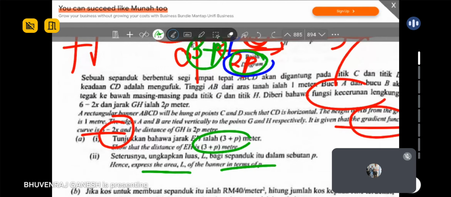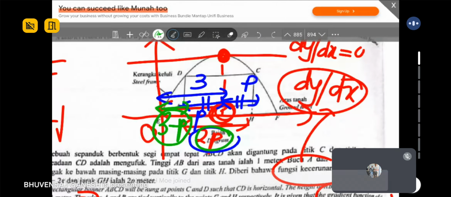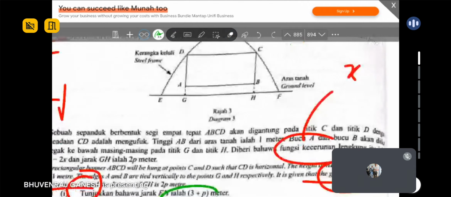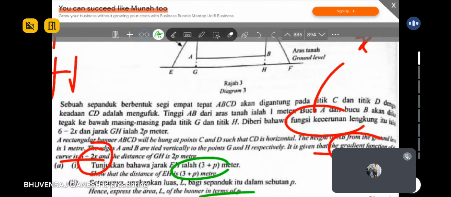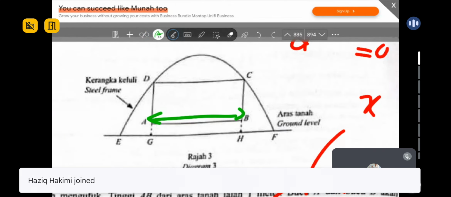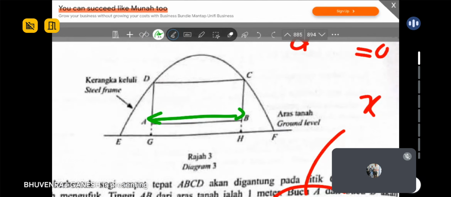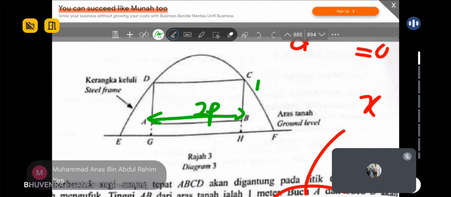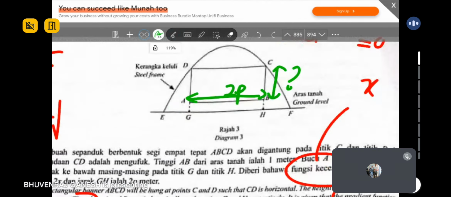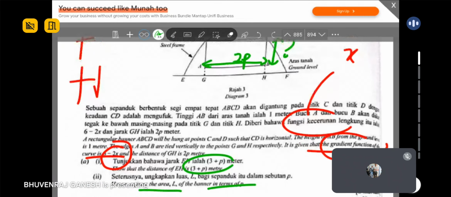They ask you to express the area of the banner. So how to express the area? You must refer to the diagram again. Your banner is ABCD, so you must find this area. This distance, you already have this information: the distance is 2p. Now we don't know this one. So how to get this information?